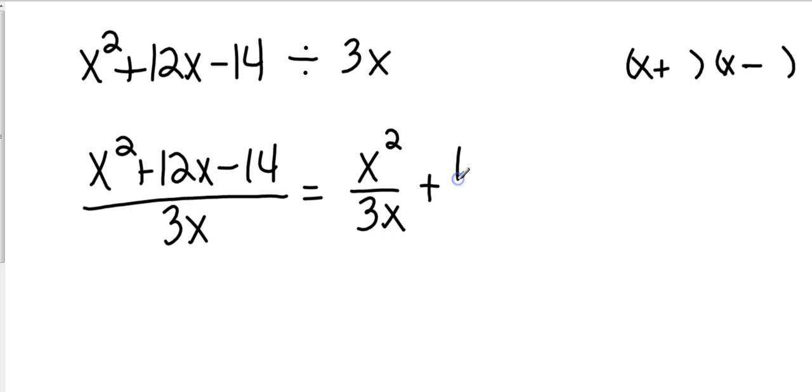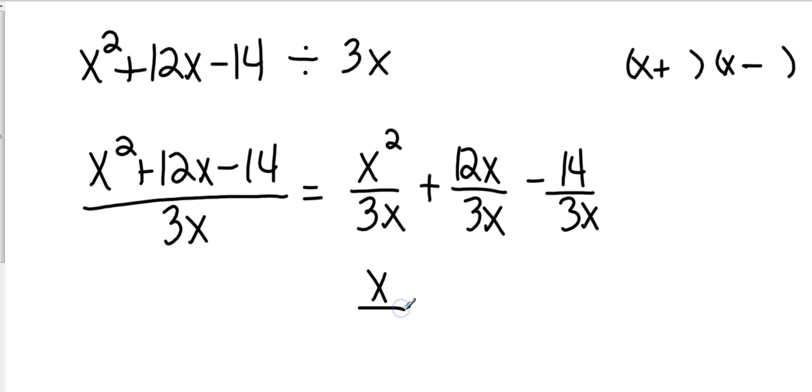Then we're going to take 12x and divide it by 3x. And then we're going to take negative 14 and divide it by 3x. And we're going to just simplify everything that we can. Okay? In the first term, notice that I have an x squared on top and an x on the bottom. So that's going to change to x over 3. Again, x squared divided by x to the first, we subtract those exponents. So x goes to the top and the 3 stays on the bottom.